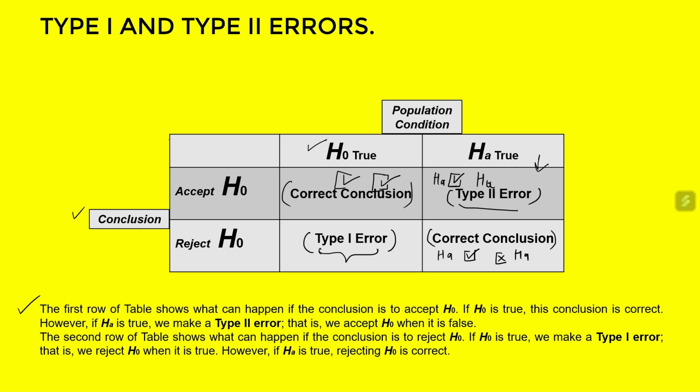The second row of the table shows what can happen if the conclusion is to reject H0. If H0 is true, we make a type 1 error. That is, we reject H0 when it is true. However, if HA is true, rejecting H0 is correct. So the second statement is talking about the type 1 error situation, which I just explained.